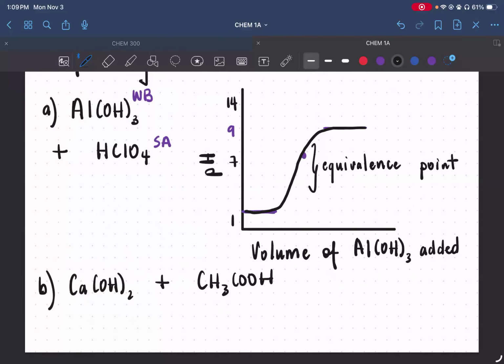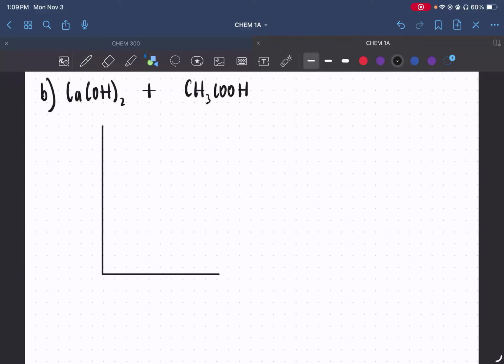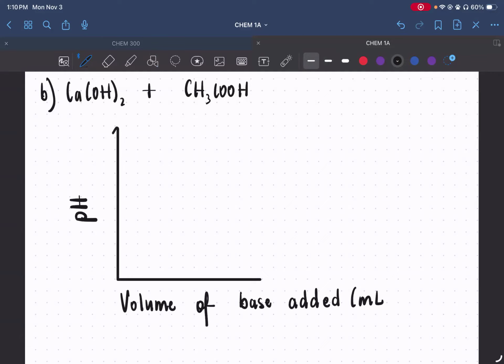With the time that we have left, let's just do part B together. This is the reaction between calcium hydroxide and CH3COOH. We know, of course, what the graph is going to generically look like, so we can just write some of that stuff in. pH on the y-axis. Volume of base added. I know we haven't yet identified what our acid and our base is. I will identify it, and then we will update. We're going to put some numbers, pH 1, 7, and 14.